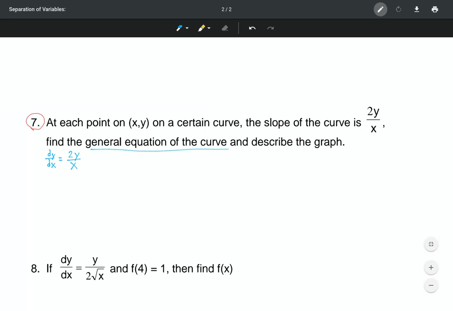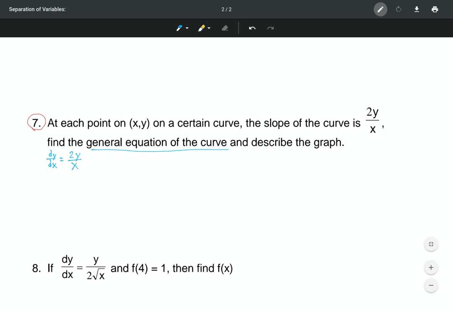And it says find the general equation of the curve. So on this one, notice they don't give you a point. All right, so meaning that I'm going to solve for y, and I'm just going to leave it at that. It's going to have a c value in it, okay? So now we're going to use separation of variables. So when you do that, remember, I'm going to multiply both sides times dx. So it's going to leave me with 2y x dx.